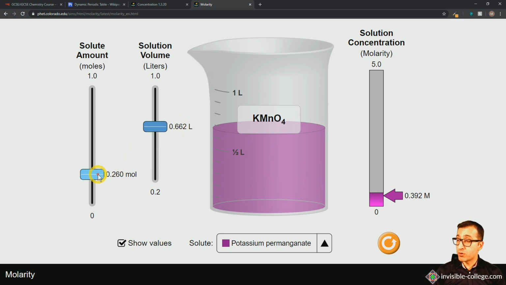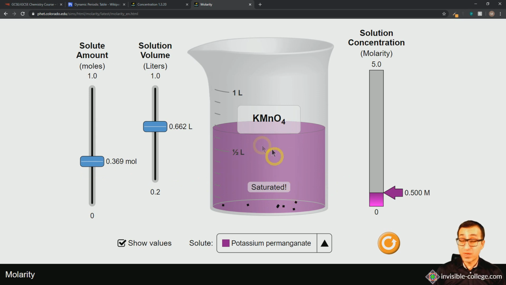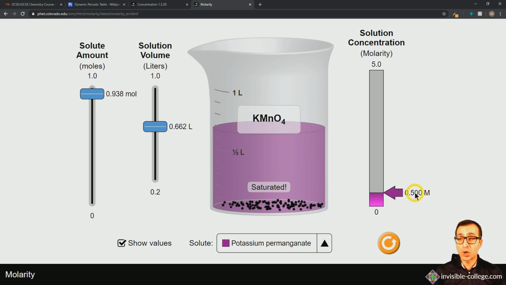If I now dissolve more and more potassium permanganate, eventually we will reach a point where the water cannot dissolve any more potassium permanganate, and any further crystals of the solid that I add will simply stay as solid crystals in that saturated solution. So this is what we mean by molarity. You can see here that the solution concentration is given the unit M, capital M for molarity, and this stands for moles per cubic decimeter.